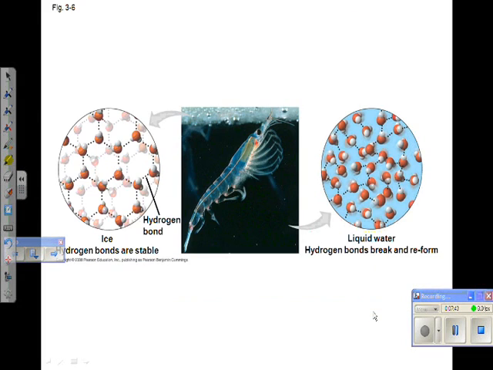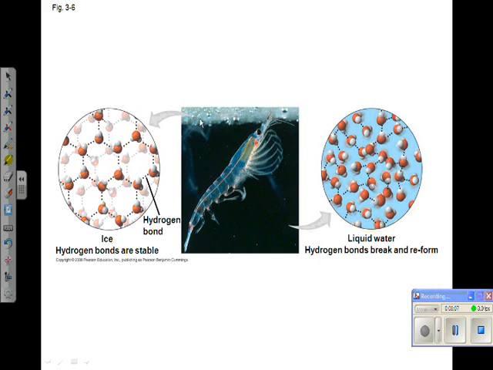Now let's look at emergent property number 3. Water is less dense when it's frozen, or ice floats. When liquid water freezes, the hydrogen bonds between neighboring water molecules lock into place, creating the maximum space possible between the water molecules. This means that ice is less dense than liquid water.